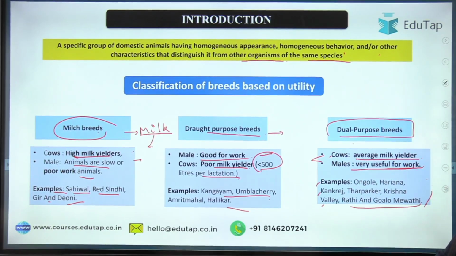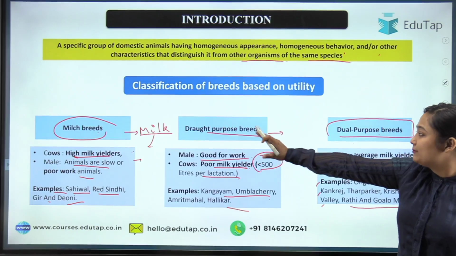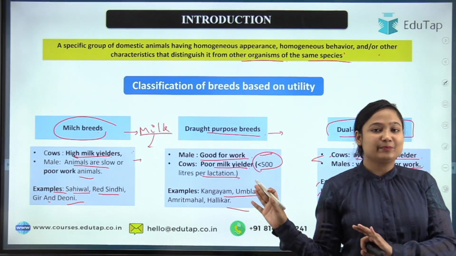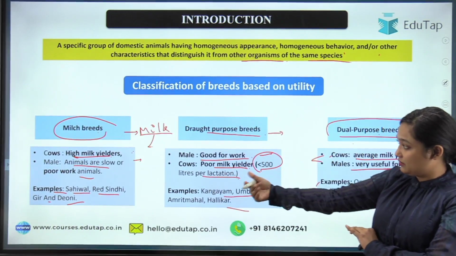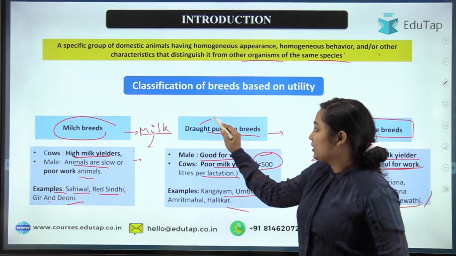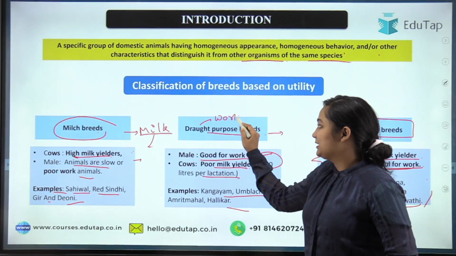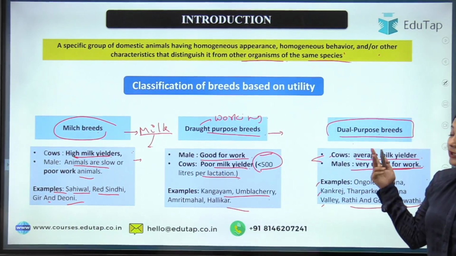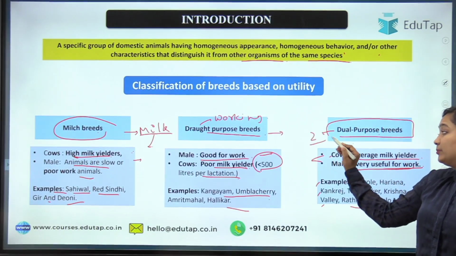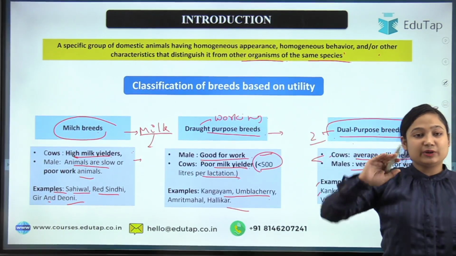Okay, now moving on, these terms milch, draught and dual purpose, you will see. That's why I have clarified it here itself. I don't think there should be any question. Draught means working, and milch means good for milk. Okay, and dual means two. So you can use them both for milk as well as work.